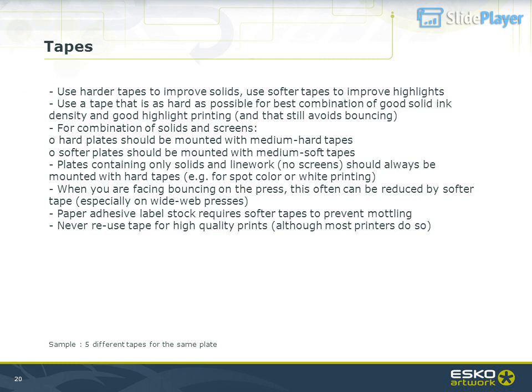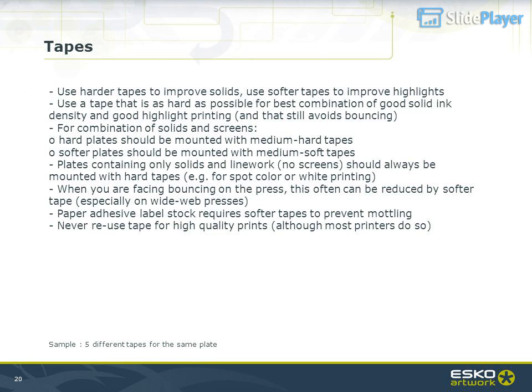Plates containing only solids and line work, no screens, should always be mounted with hard tapes, for example for spot color or white printing. When you are facing bouncing on the press, this often can be reduced by softer tape, especially on wide web presses. Paper adhesive label stock requires softer tapes to prevent mottling. Never reuse tape for high-quality prints, although most printers do so.